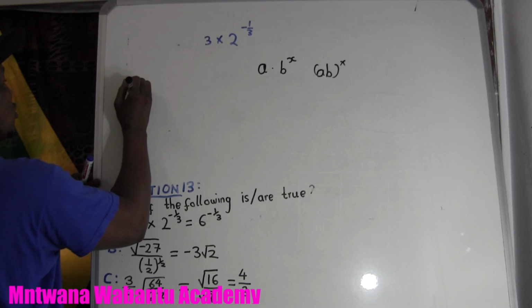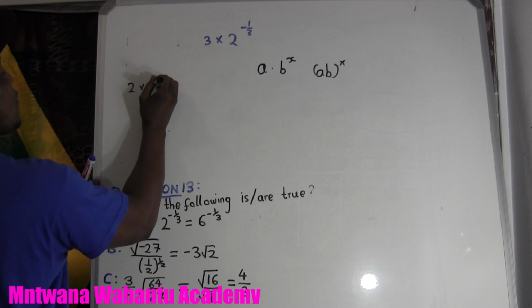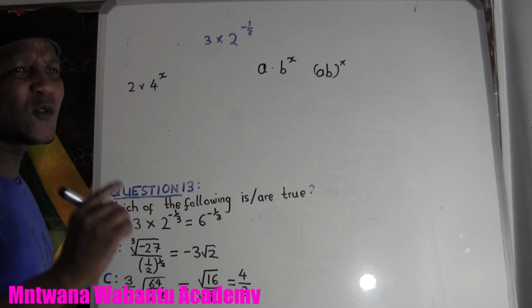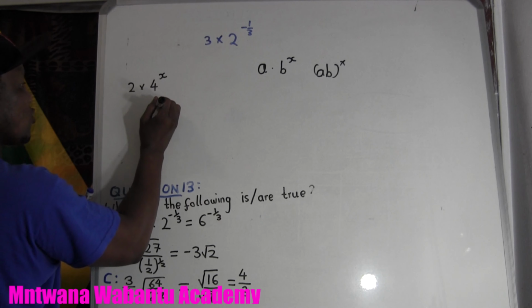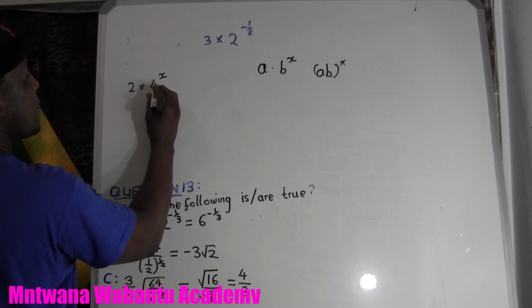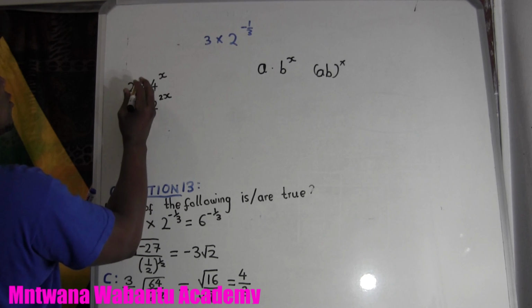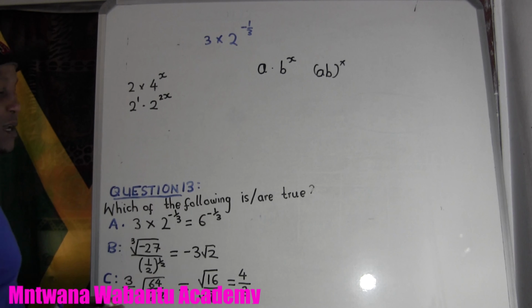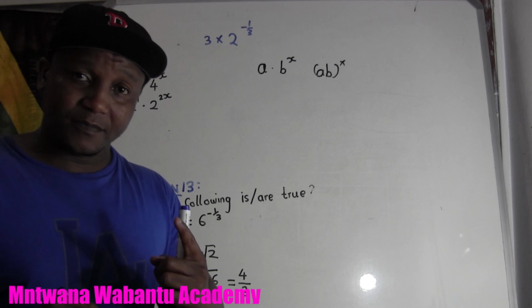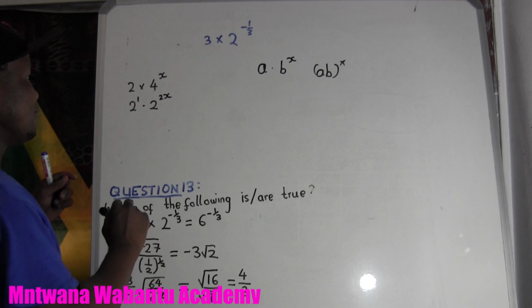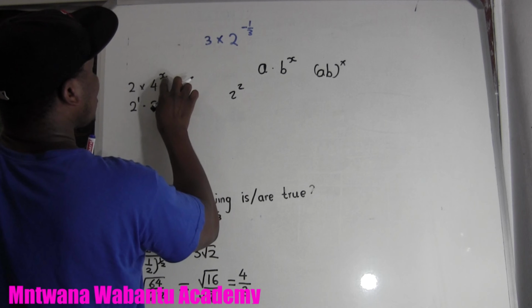If it was, let's say, 2 times 4^x, this one I could, because I can simplify this. This is going to be 2, and 4 means 2 to the power 2, but if there's an x, it's going to be 2 to the power 2x. And here this is 2. When there's no power, it means power 1. You understand? Because 4 means 2 squared, so 2 times x is 2x.